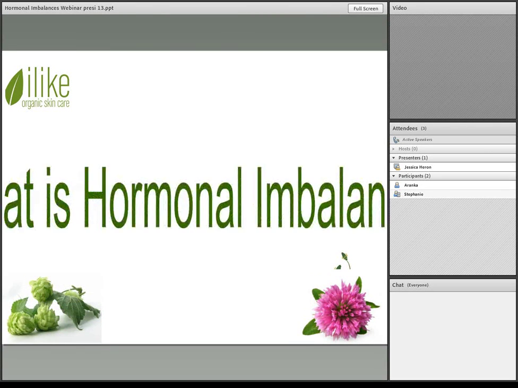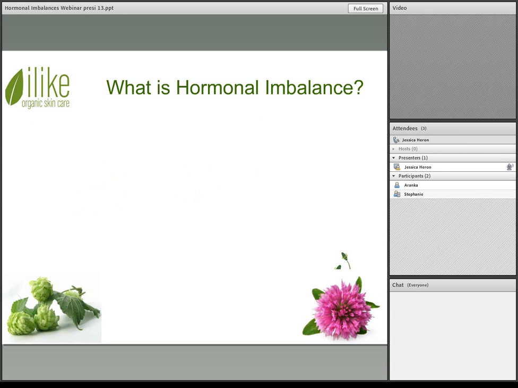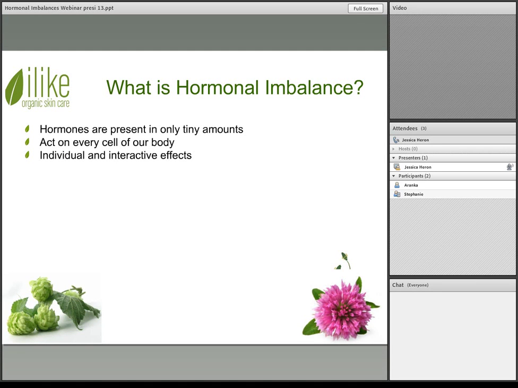All right, so let's take a look at what is hormonal imbalance. Hormones are present in only tiny amounts, and hormones have a very profound effect on our everyday health and also our well-being. They act on every cell of our body. There are individual and interactive effects. Because of these interactions, they are able to trigger multiple body systems.